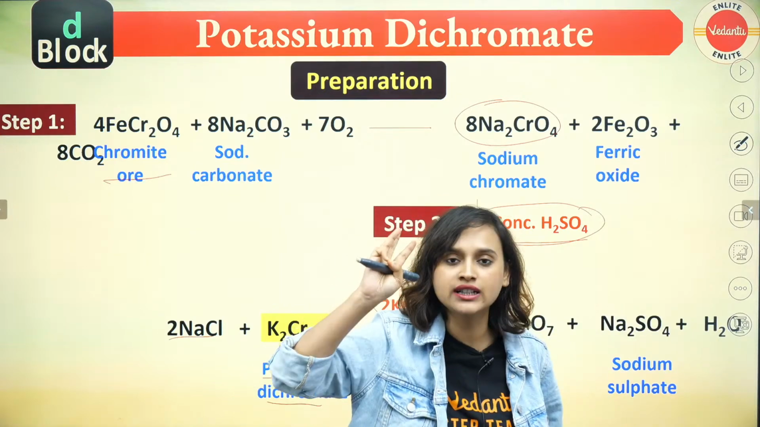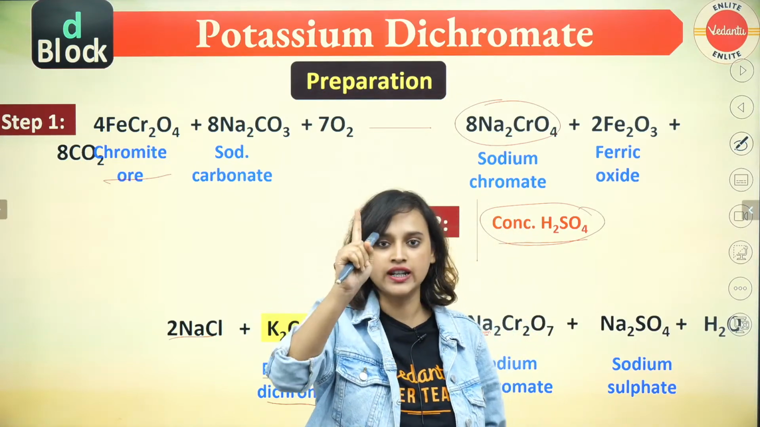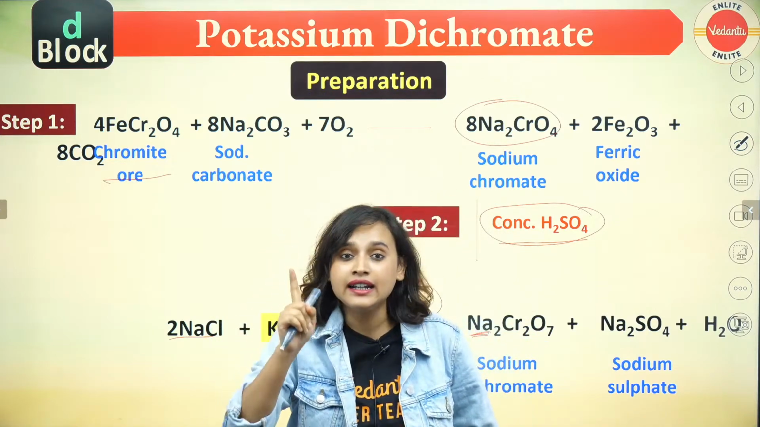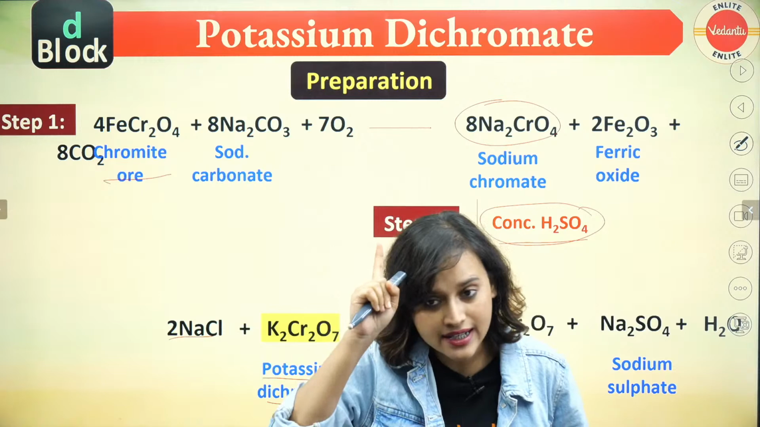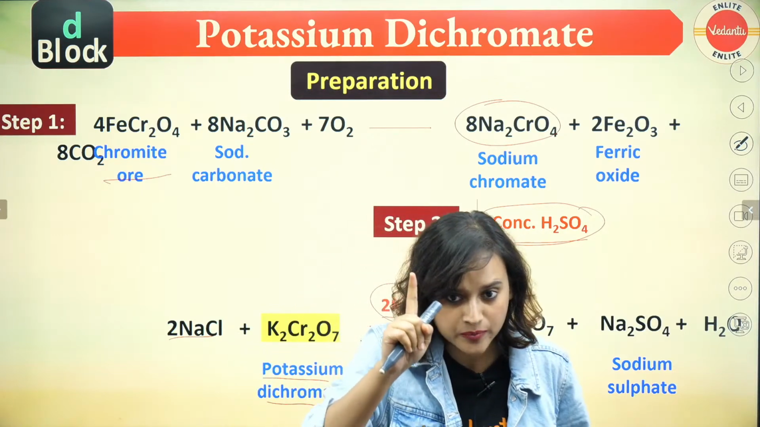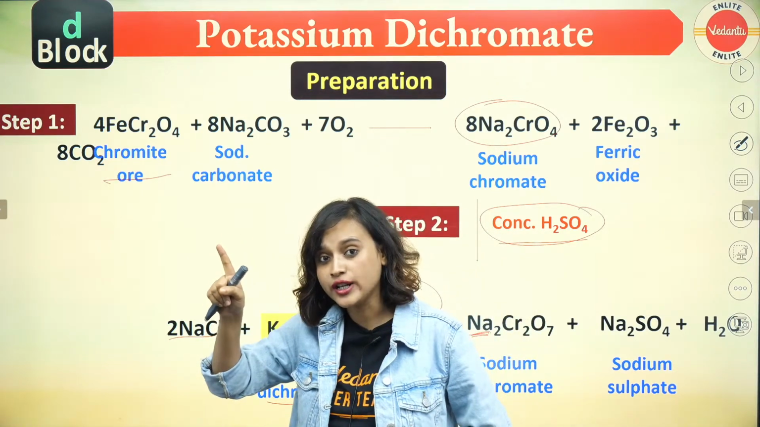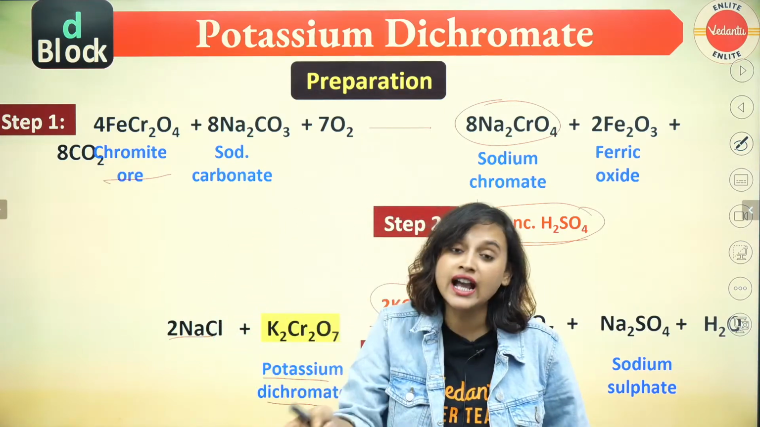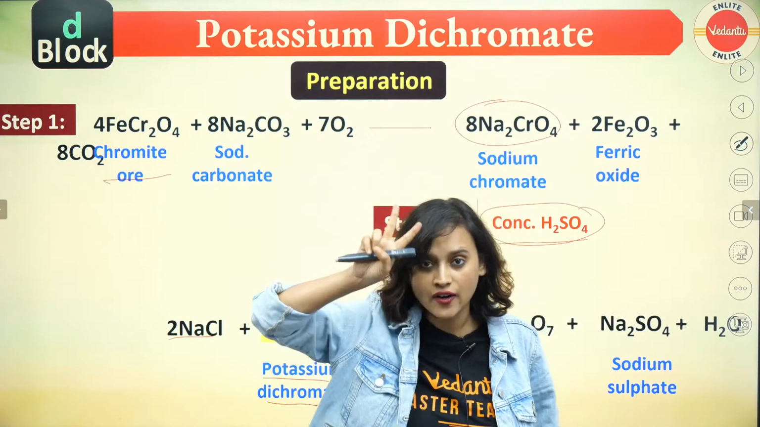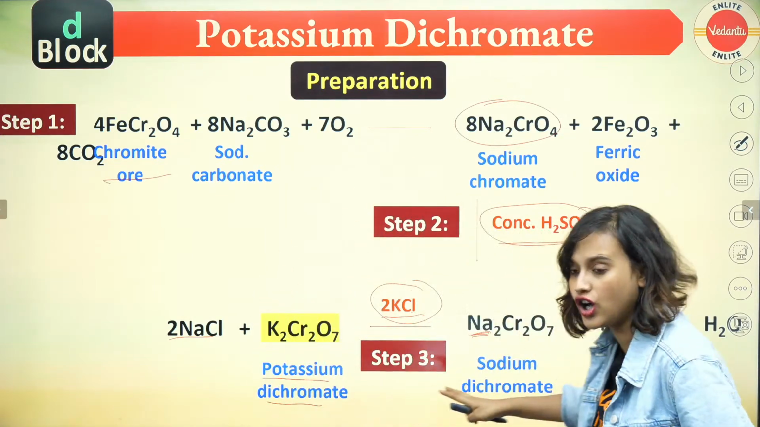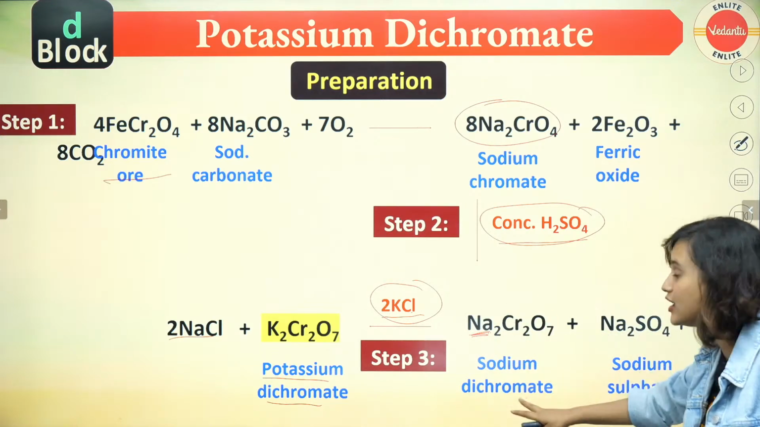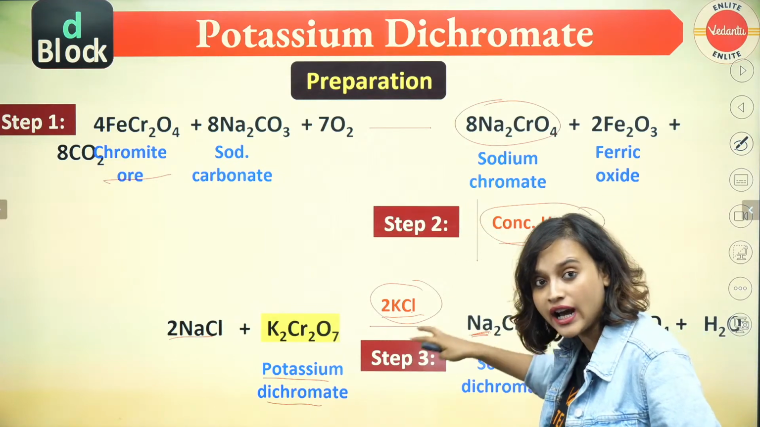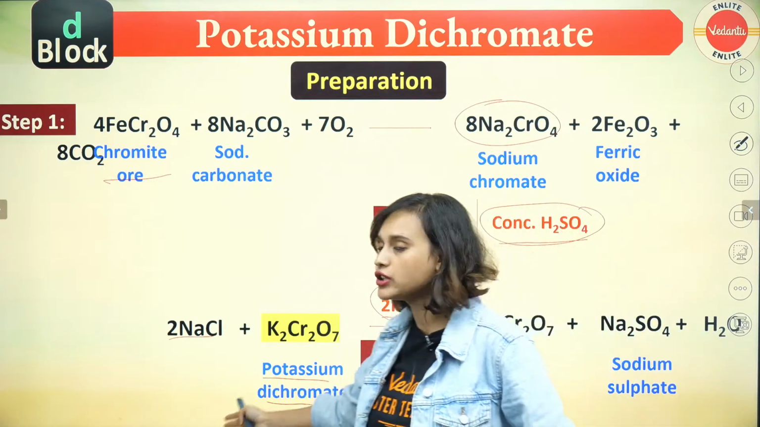So what are the three things that we have done here? 3 steps. We have taken chromite ore and added sodium carbonate. Then we got sodium chromate. To the chromate we added sulfuric acid. After sulfuric acid we saw that we have sodium dichromate, but we need potassium dichromate. So what did we do? We added KCl and we got our potassium dichromate.